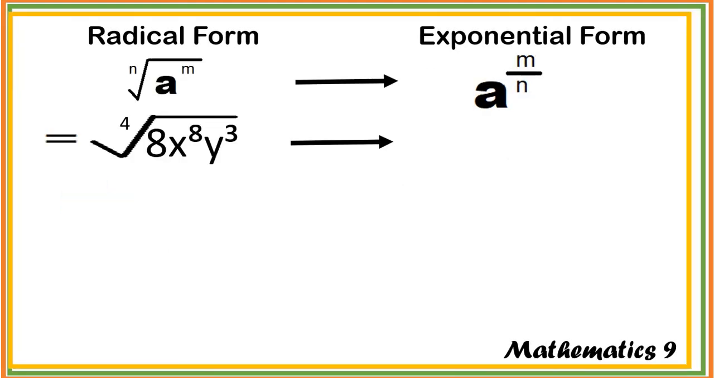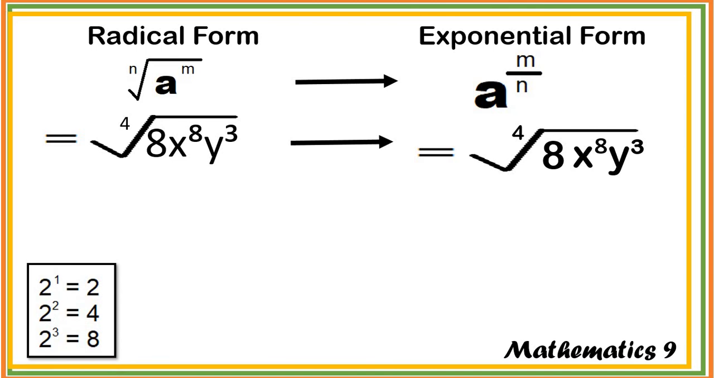We have the fourth root of 8, x raised to 8, and y raised to 3. Or you can simply read that as fourth root of 8, x to the power of 8, and y to the power of 3. If you notice how many bases we have, we have 3 bases. We have 8, x, and y. So we will apply the power rule. Instead of putting 8, we have 2 cubed. So we have 2 cubed, x raised to 8, and y raised to 3.